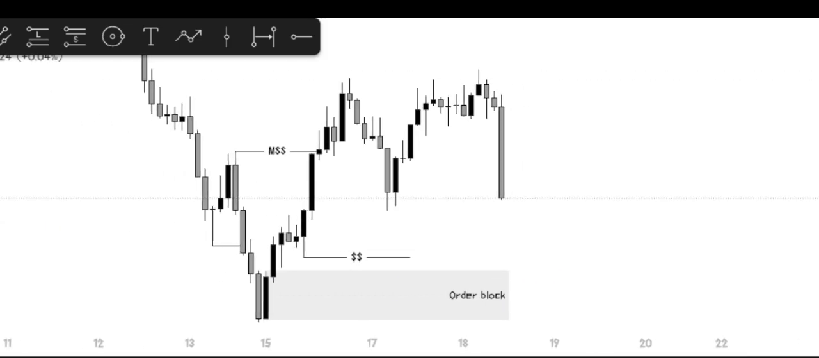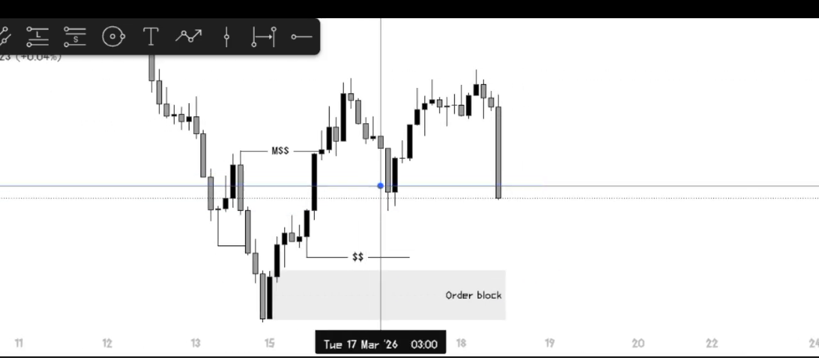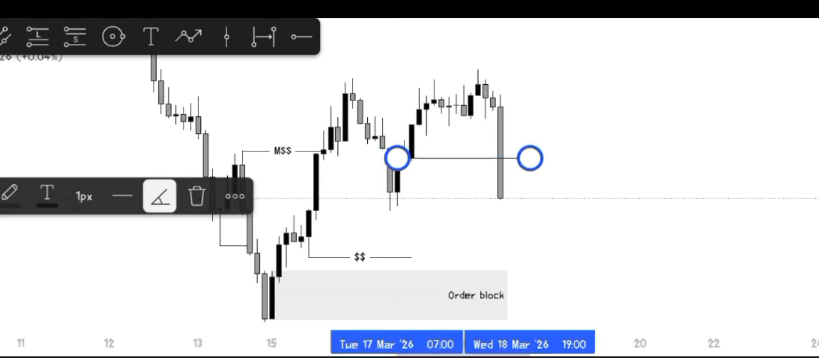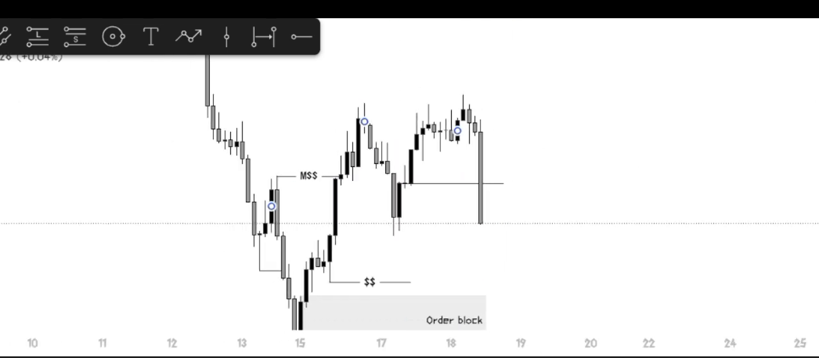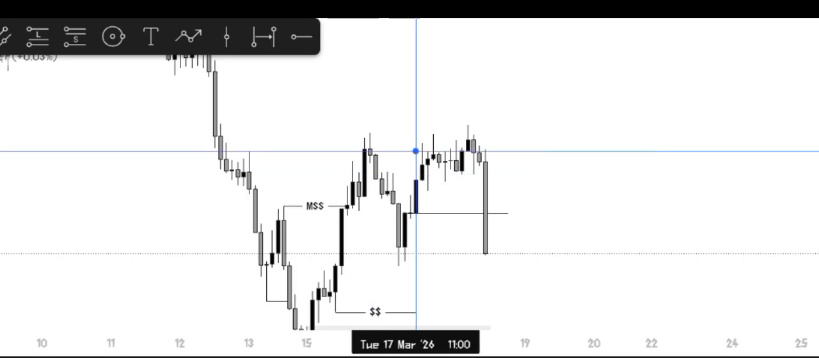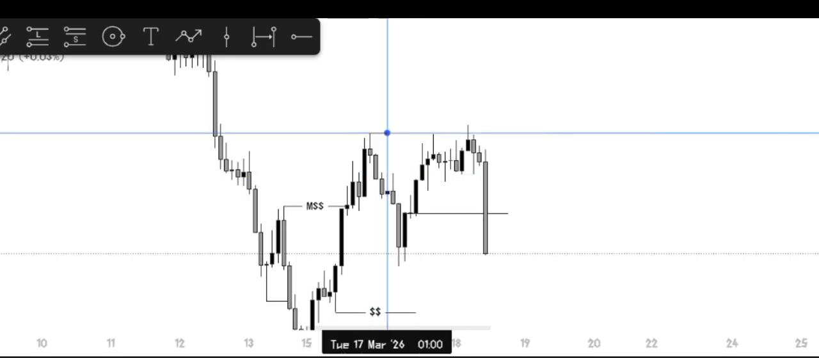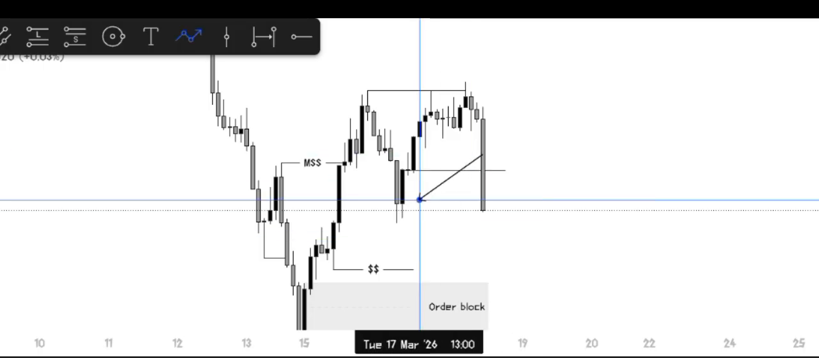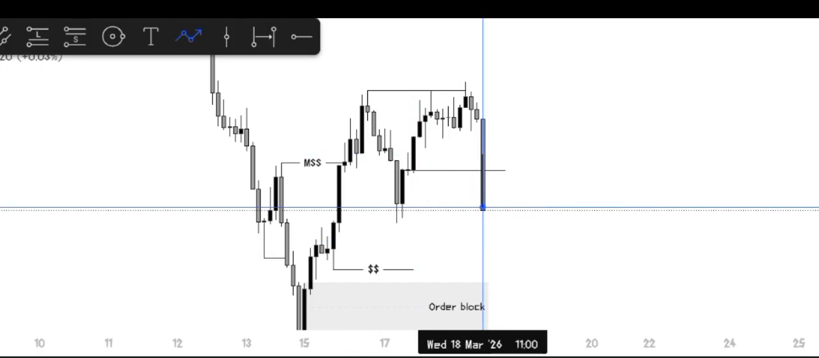As you can see, it has already created another order block. But if you look, this is not a valid order block. Why? Because it did not give a proper break of structure to the upside. It's just weak, as you can see. That's why price immediately pushed through this order block. So it is not a valid order block.